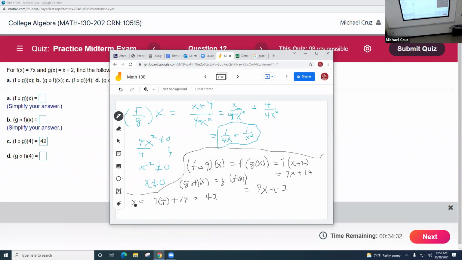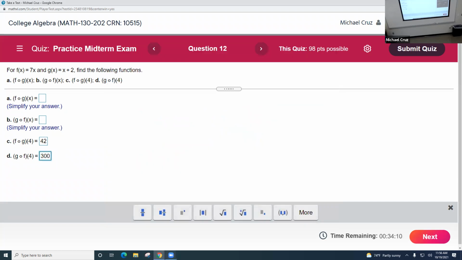And then on this one, where x is equal to 4, that was 7x plus 2. There's not much difference. So it's 7 times 4 plus 2. So it's going to be 30. So 7 times 4 is 28 plus 2 is 30. All right. Any questions about that one?